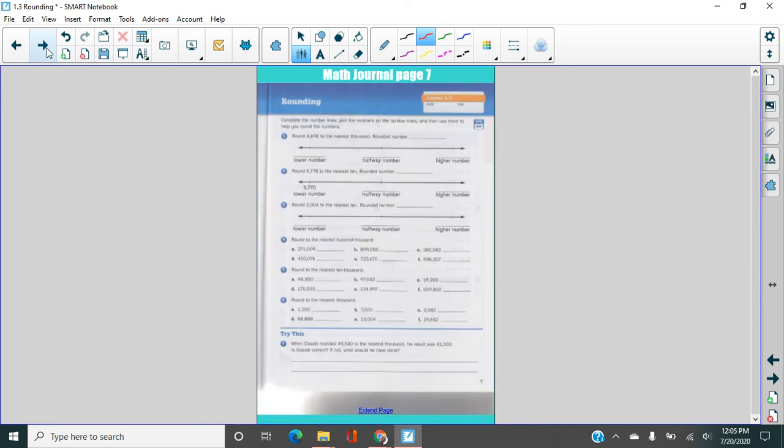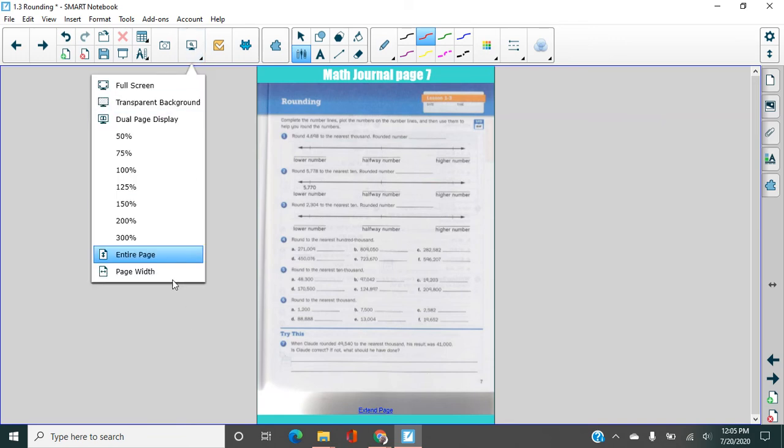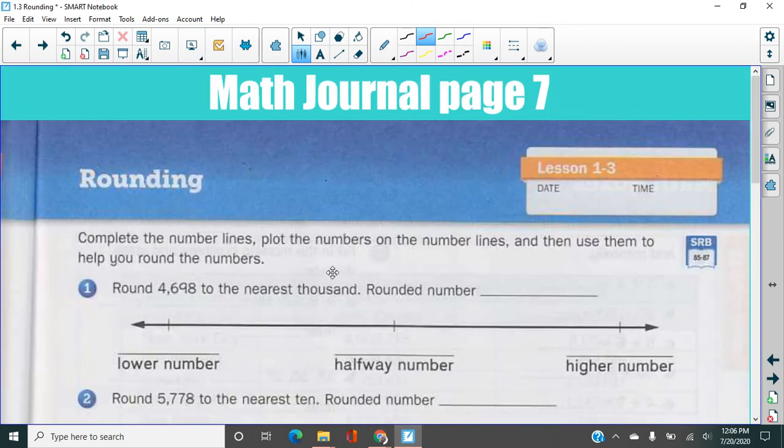As you begin the math journal page, let's make that a little bigger. Let's do the first one here together because it's a little bit confusing with the number lines. I showed a number line at the very beginning of this video, but not much after that. So this is to complete the number lines, plot the numbers on the number lines, and then use them to help you round the numbers. So you're kind of thinking like we did at the very beginning as to which end of the number line our number is closest to.